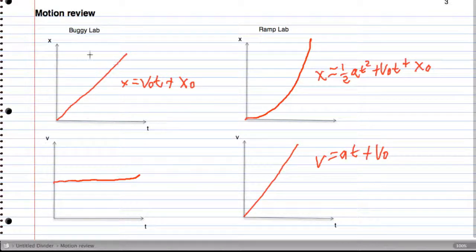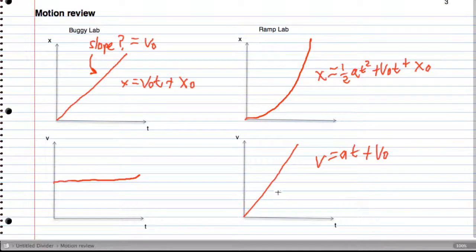First of all, the question I want to ask is, what does the slope here mean for the position graph? And of course, if you remember, the slope is in fact the velocity. So in this case, though, we don't have a slope for the position graph that's constant. We do have a constant slope for our velocity graph.